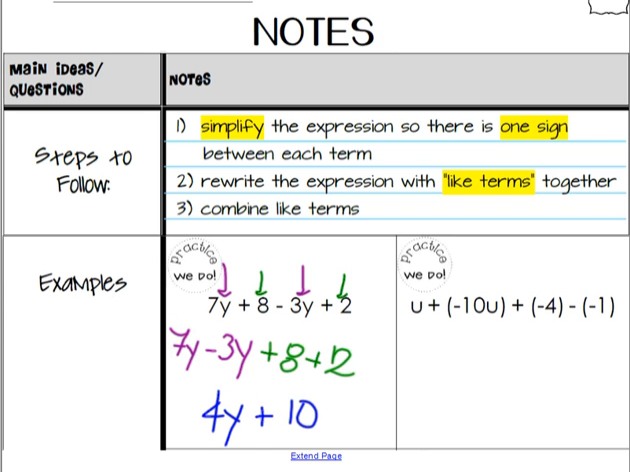One other thing to keep in mind is when you're writing things simplified, that they need to be in alphabetical order. And also, after they're in alphabetical order, we want our constants on the right. So in the problem we just simplified, we only had the one variable, but our constants are already on the right.